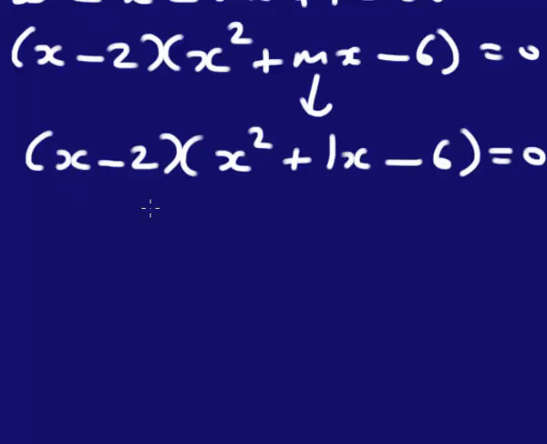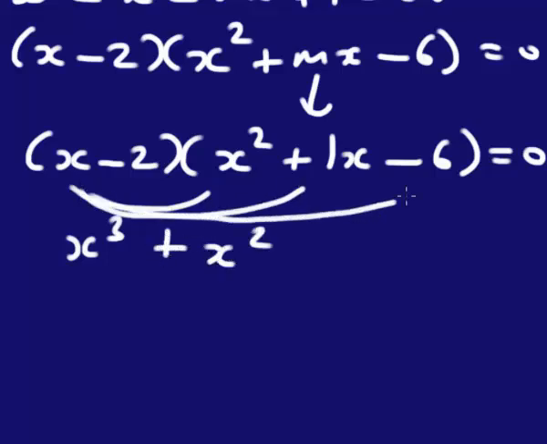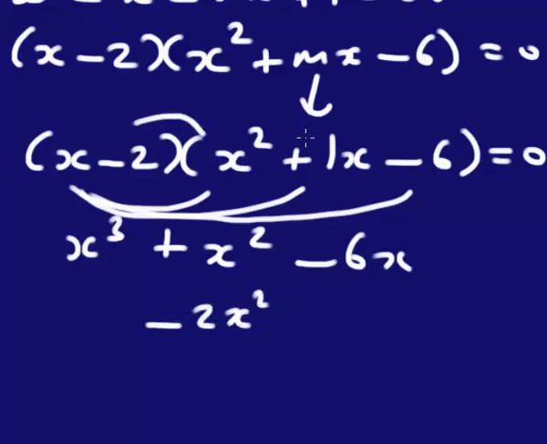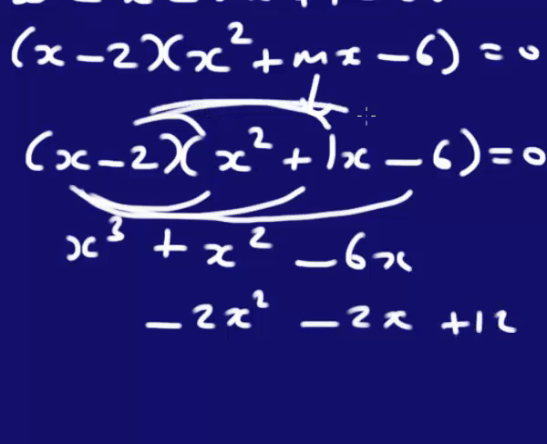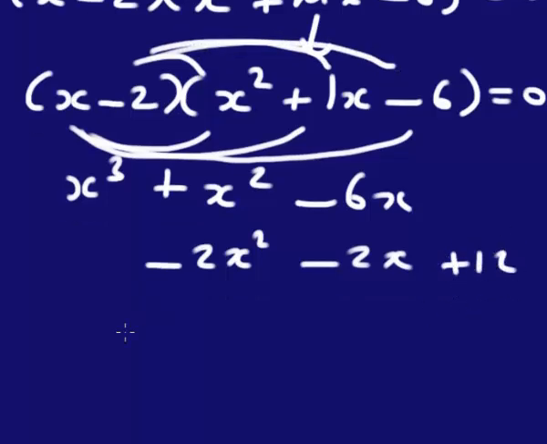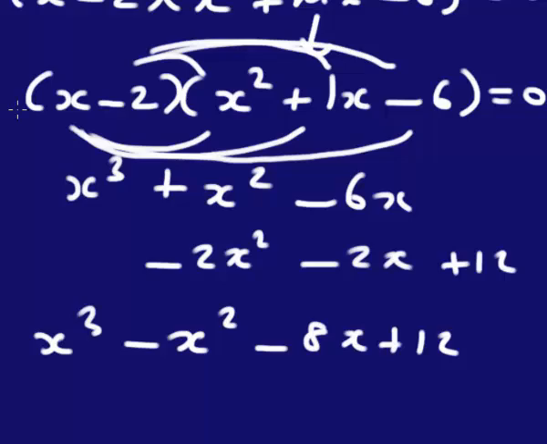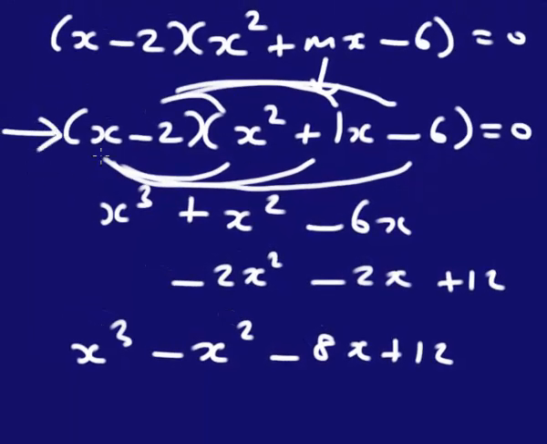Because look at this. If you times out, you're going to get x cubed, x squared, look at this, negative 6x. Let's go down, negative 2x squared, minus 2x and plus 12 if you do that. And look at this. Why does it work? Because that gives me x cubed. This is 1 minus 2 minus x squared minus 8x plus 12. So this, in fact, works. So there we've got it, our linear and our quadratic factor.